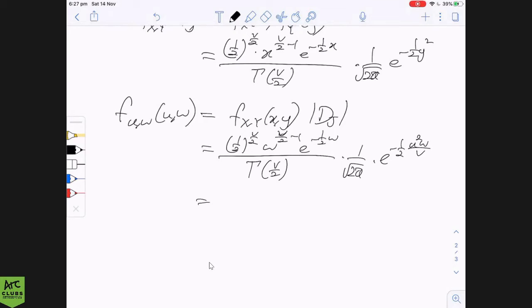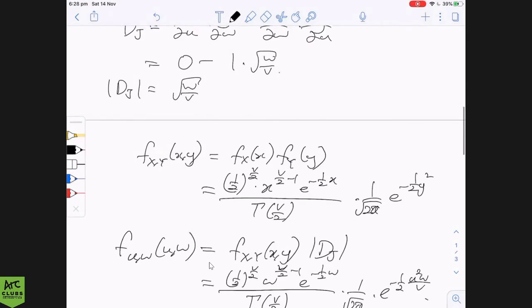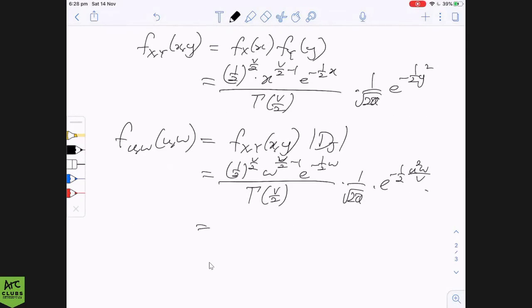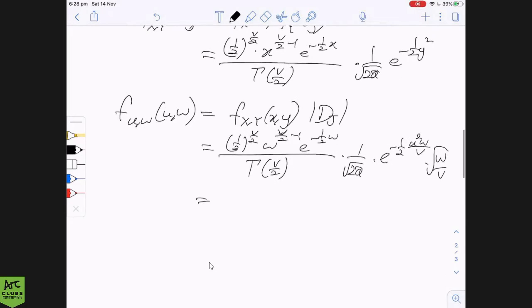So factorizing your w's out, grouping like terms. Oh, sorry, there's also one more term, which is the absolute value of the determinant, which is square root of w over v. So grouping the like terms together, which is the w's. So this e to the minus half w, you'll get 1 plus u squared over v.